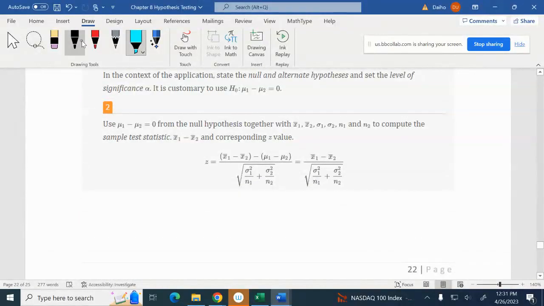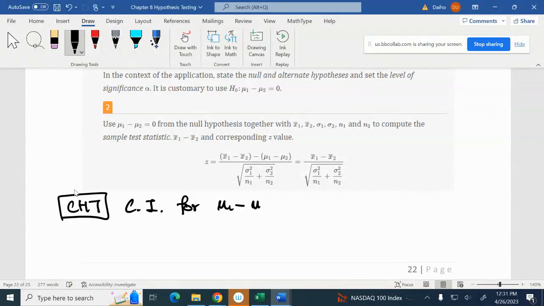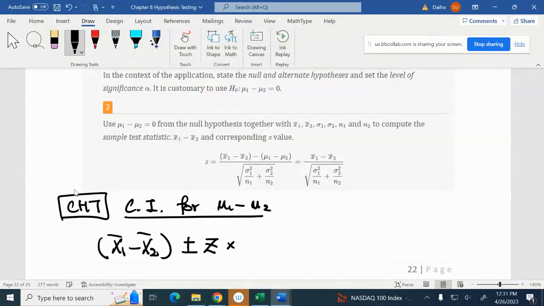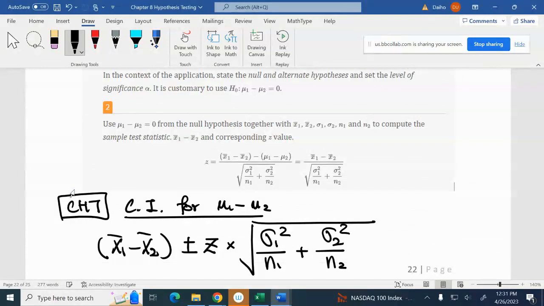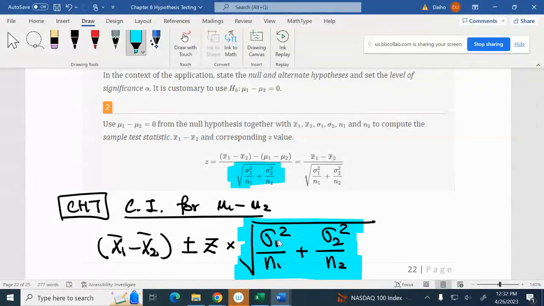Yeah, it is the test statistic, but let me remind you what the confidence interval was. In chapter 7, we already got the confidence interval for the mean difference, which was the sample mean difference plus and minus the z-score times the square root of sigma 1 squared over n1 plus sigma 2 squared over n2. Do you remember the confidence interval for the mean difference? Look at this. Here is a square root, square root, square root. Same.